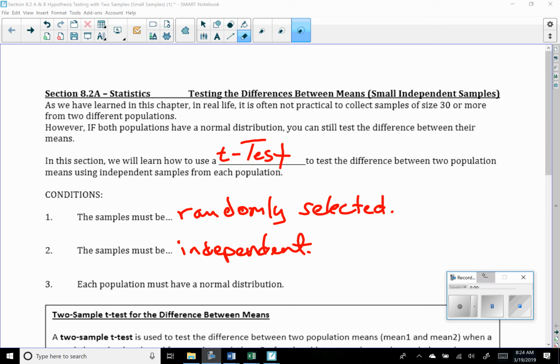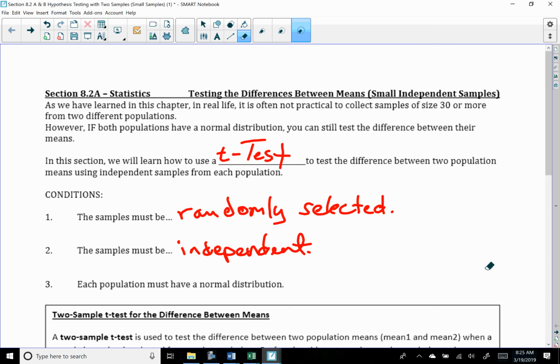Okay, section 8.2a, testing the difference between means using small samples. Yesterday was large samples, right? Samples of size 30 or more. Today it's under 30. So as we've learned in this chapter, in real life it's often not practical to collect samples of size 30 or more from two different populations. However, if both populations have a normal distribution, you can still test the difference between their means.